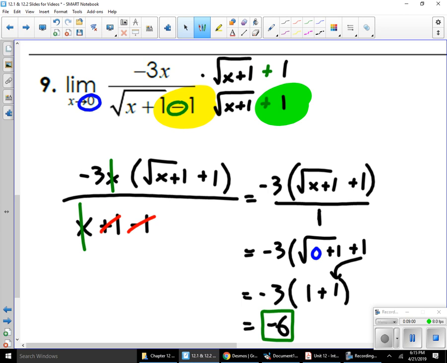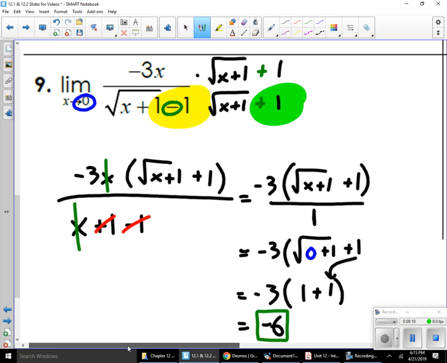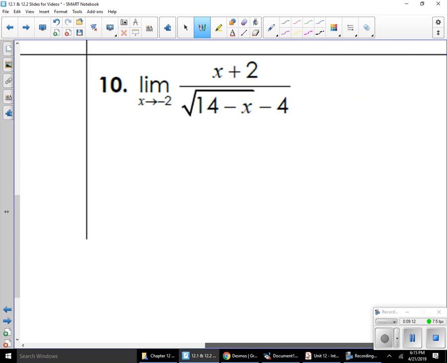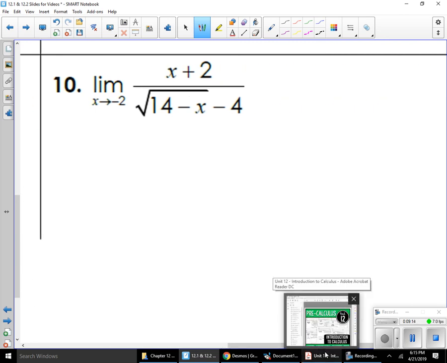This is one of those that at first glance looks really bad, but after things start canceling off, yeah, not that crazy. We'll take a look at one more of these rationalizing examples. Jump over to 10 here. 10, note, it is very similar. A lot of these feel like deja vu. So we'll go ahead and do this last one, and then we'll call it.